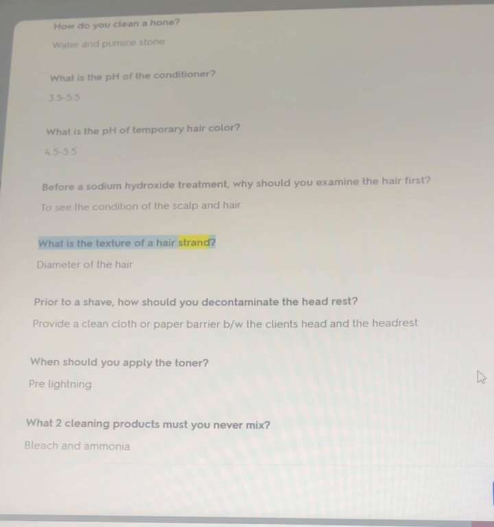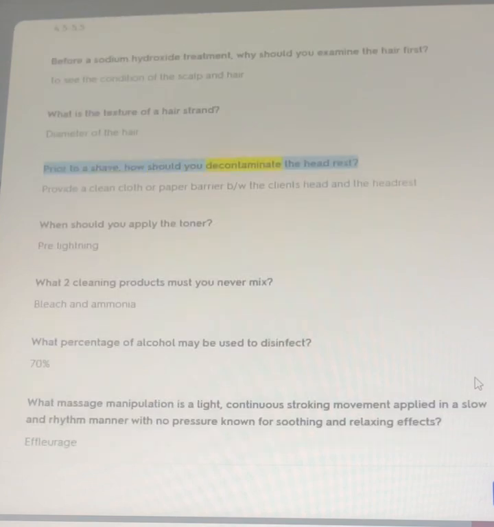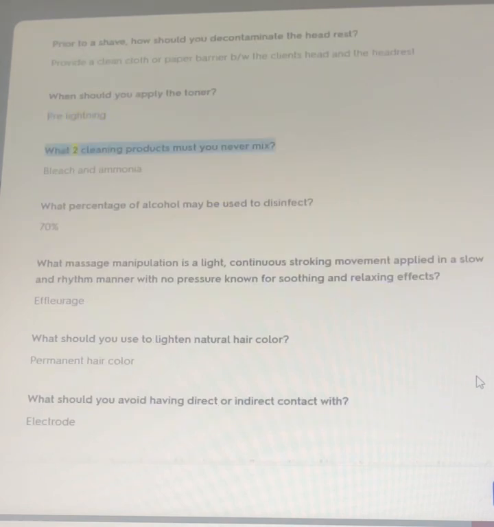What is the texture of a hair strand? Diameter of the hair. Prior to a shave, how should you decontaminate the headrest? Provide a clean cloth or paper barrier between the client's head and the headrest. When should you apply the toner? Pre-lightening. What 2 cleaning products must you never mix? Bleach and ammonia. What percentage of alcohol may be used to disinfect?